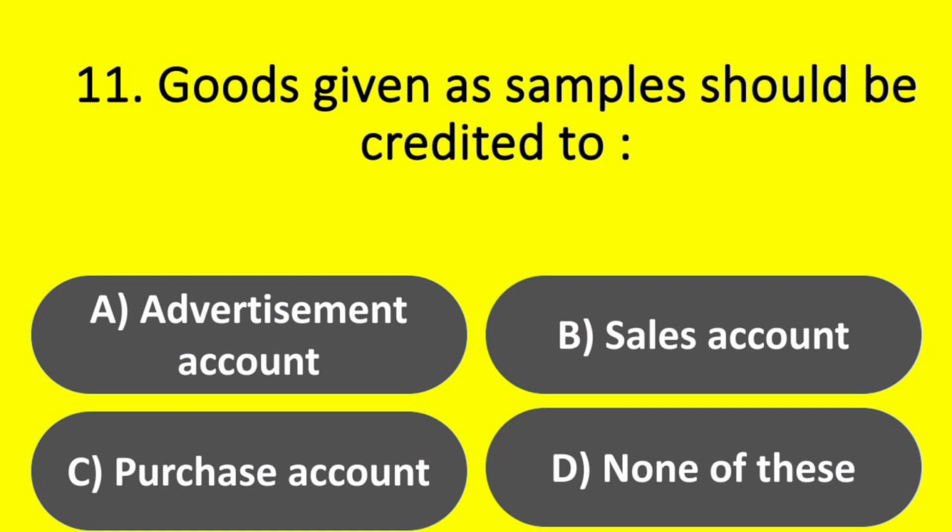Goods given as samples should be credited to: option A, advertisement account; option B, sales account; option C, purchase account; option D, none of these. Answer: option C, purchase account.